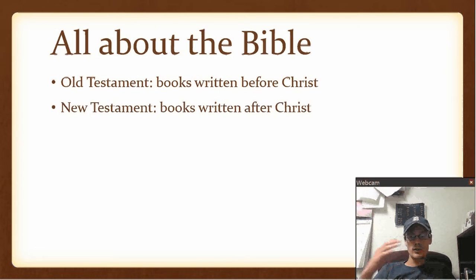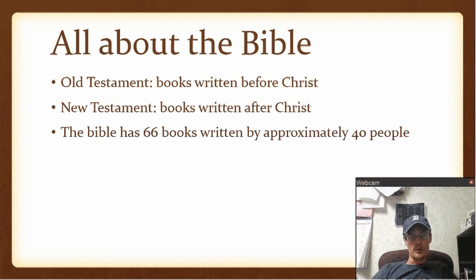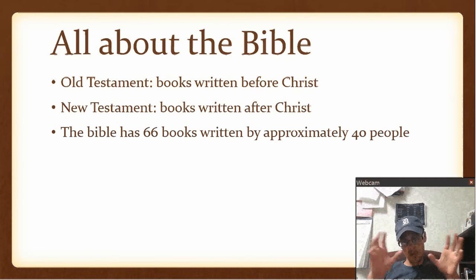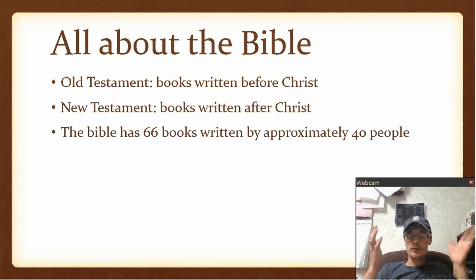And then there's the New Testament, which is everything written after Christ. And it starts with Matthew, the Gospel of Matthew, and then it ends with the book of Revelation. Okay. So there's a total of 66 books in the Bible, and I'll talk about why some books or some Bibles have more books in a minute. And so it's written by approximately 40 people.